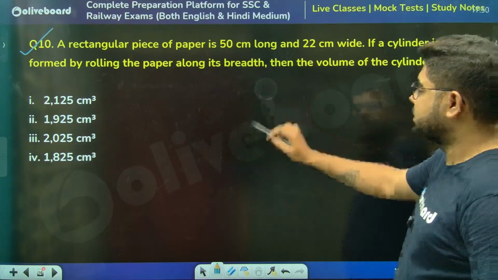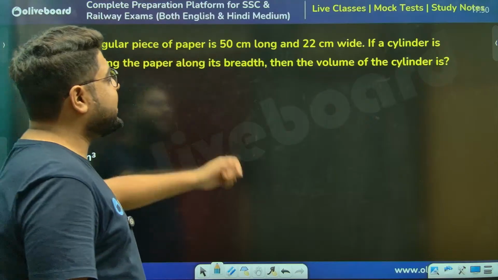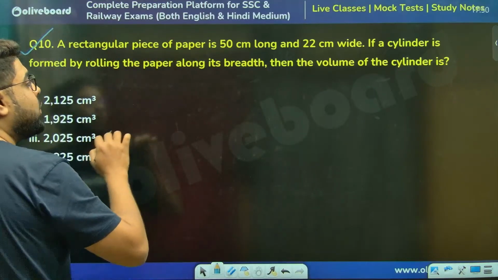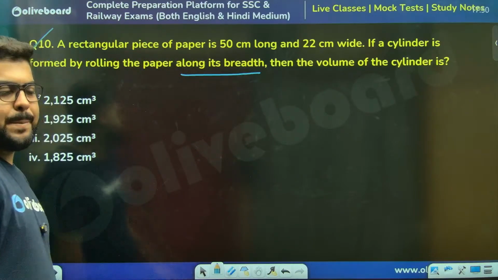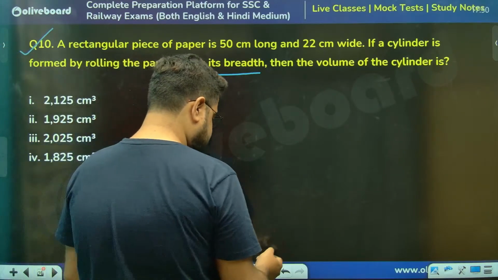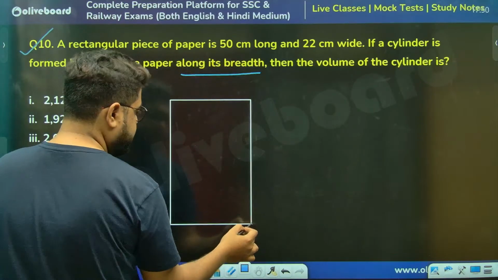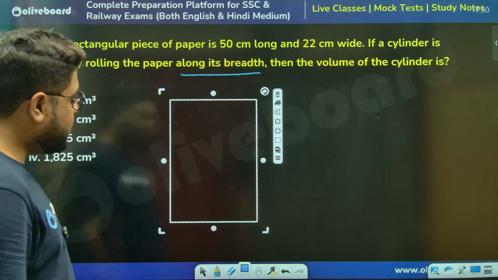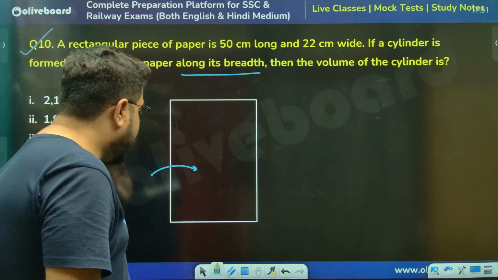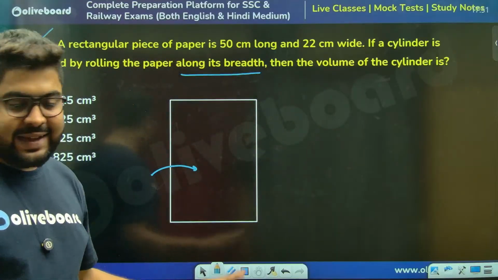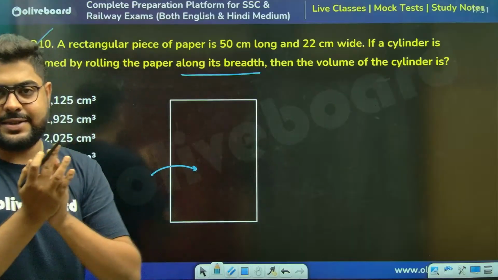Any answers? Sir, paper has been given, sir. Cylinder is formed by rolling the paper along its breadth. Good. Meaning there was a paper like this. There was one paper such as this one, sir. Right? Now we have rolled it in which direction? We have rolled it like this. Along the breadth, not along the length. Along the breadth. So please understand the thing that I'll get, the cylinder.